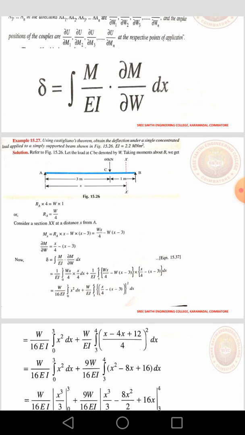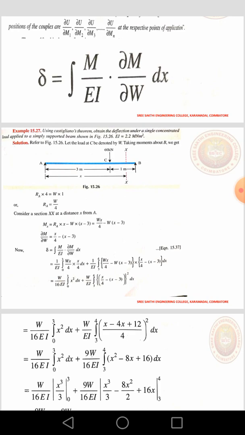Next, consider an XX cross section at a distance x from A. So the distance from A to the XX cross section is x.